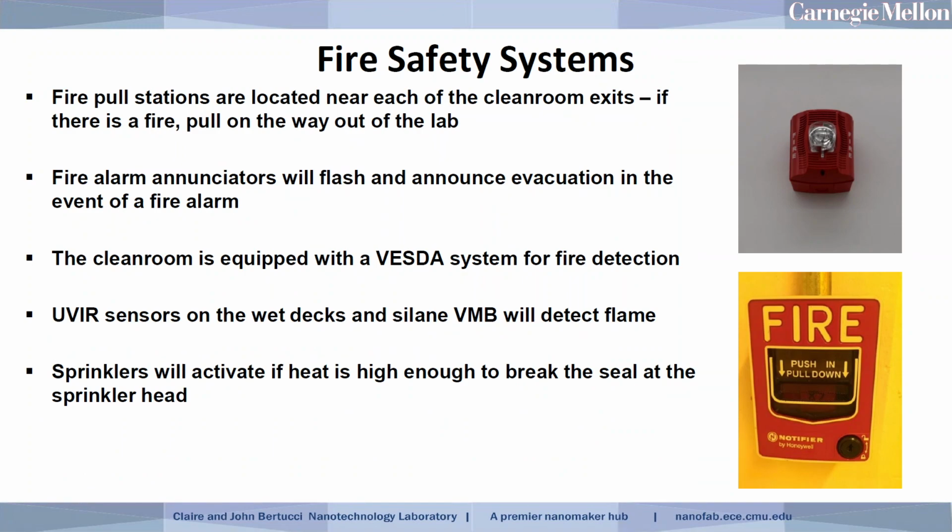A little more on the fire safety systems. You're probably familiar with what the annunciator panels look like with the strobe light. We have these fire pull stations also located at every exit in the clean room. So at every exit you'll have a gas off button, which is also labeled to distinguish it from the power off buttons, which remember look similar. But you'll also find an emergency fire pull station at every exit as well.